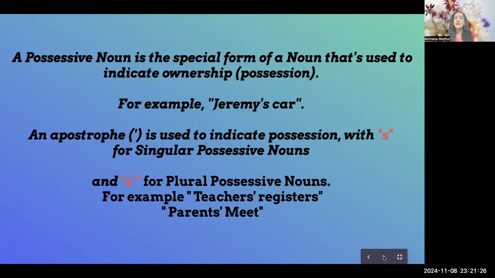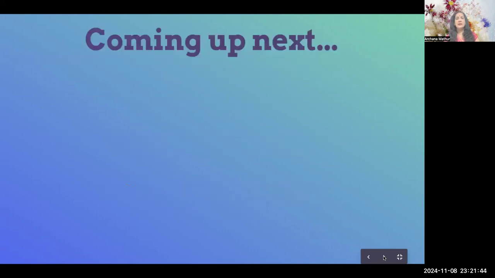For example, teachers' registers, like registers of more than one teacher. Parents' meet. That is a meeting of lots of parents. So singular possessive noun and plural possessive noun. This is how we write them when we have to indicate it in writing.